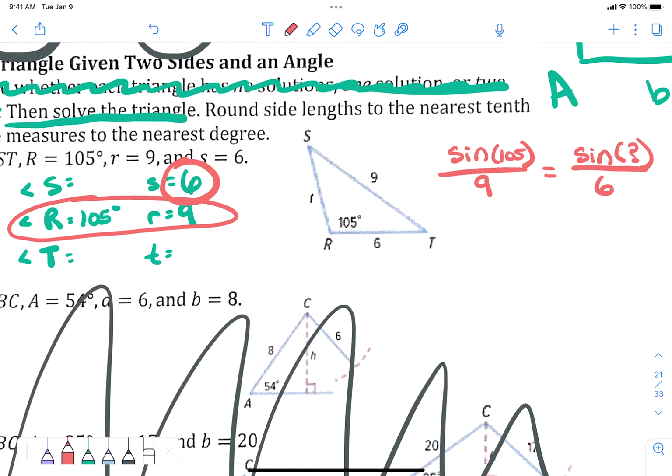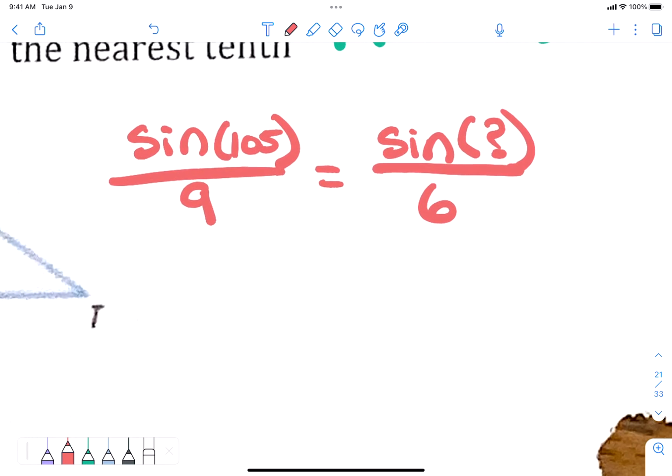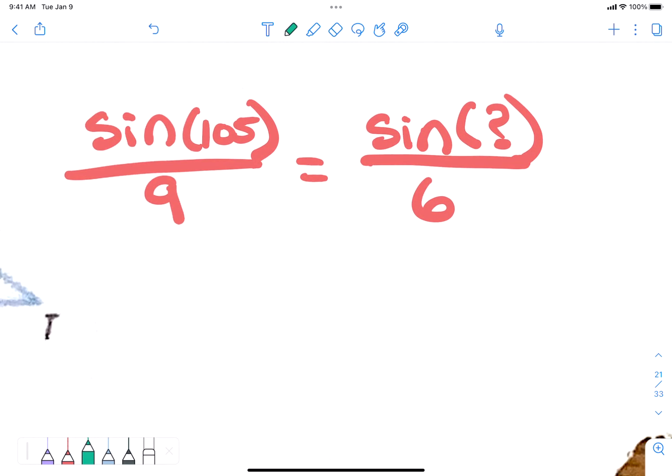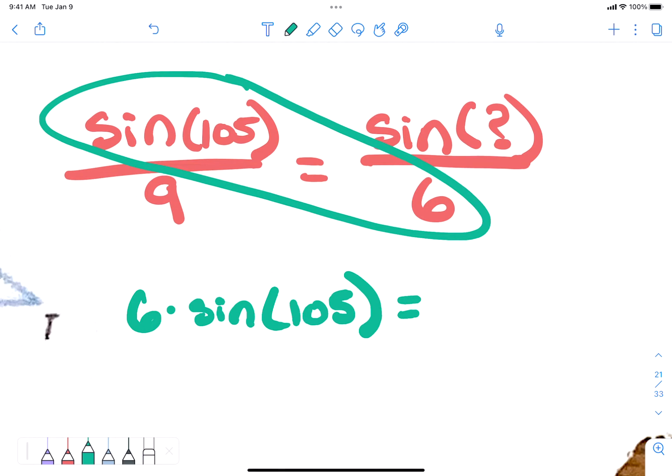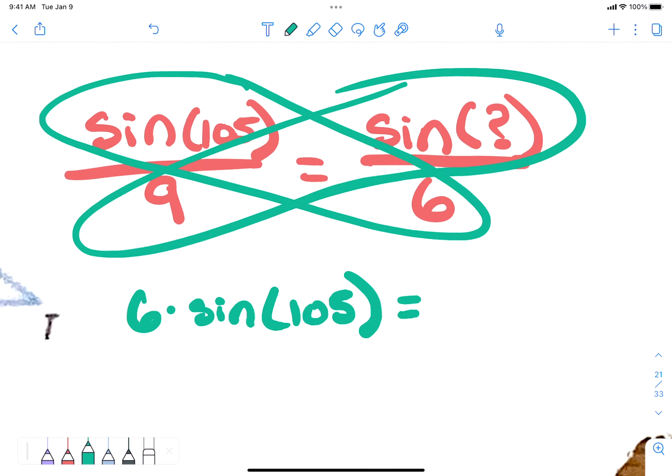So this one's a little bit trickier than what we did on Thursday or Friday, whenever we did the first half of this, because we're solving for an angle here. So there's one little difference that we have to do, but we still cross multiply. So we're still doing this proportion and we're going to cross multiply. So I'm going to multiply those together. 6 times sine of 105, that's what I'm going to do first, is equal to, what will this look like when I write it out?